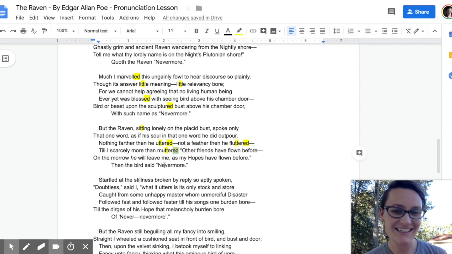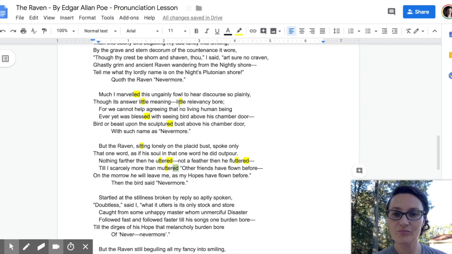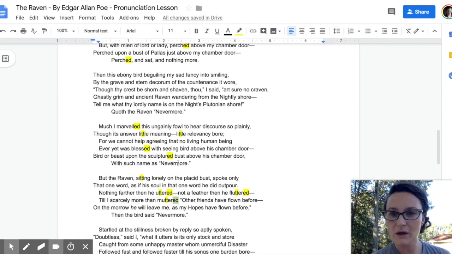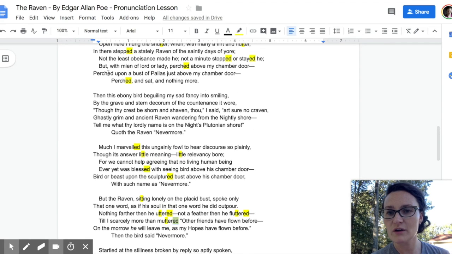And again, I highlighted most of these intervocalic T's that make a duh sound. I think I missed one ED in here. Oh, perched here.